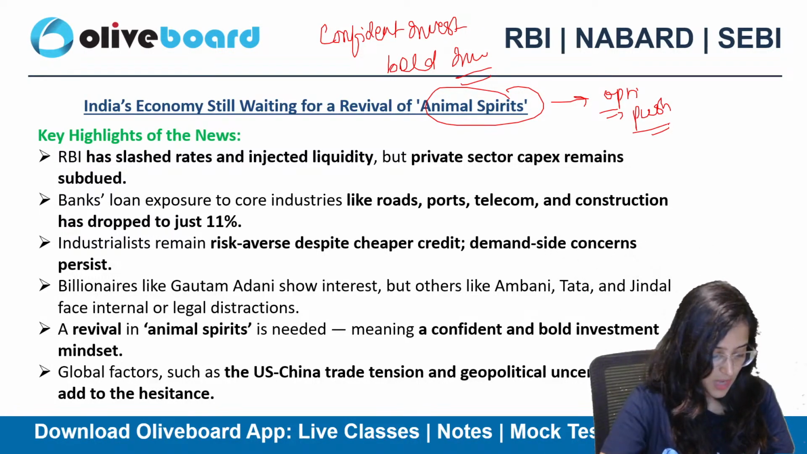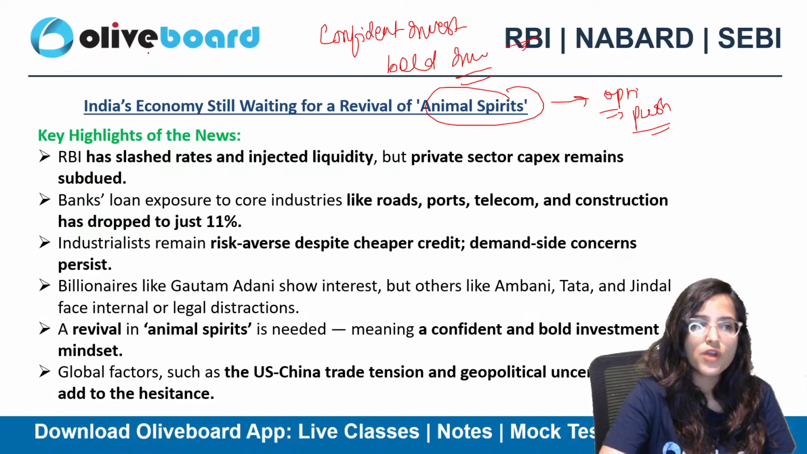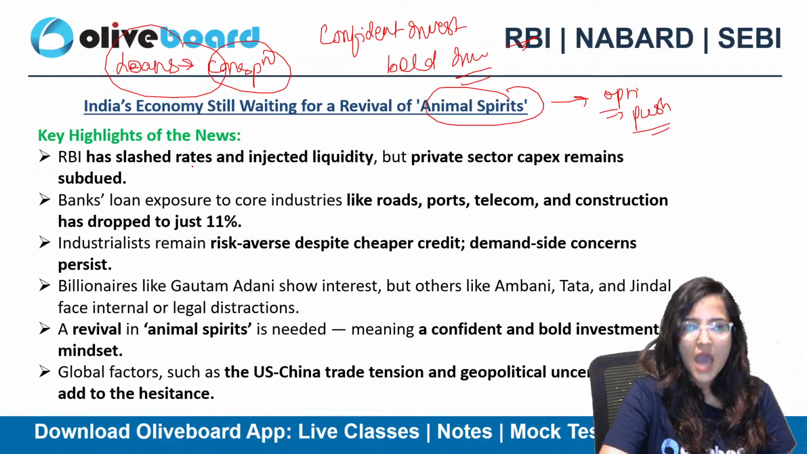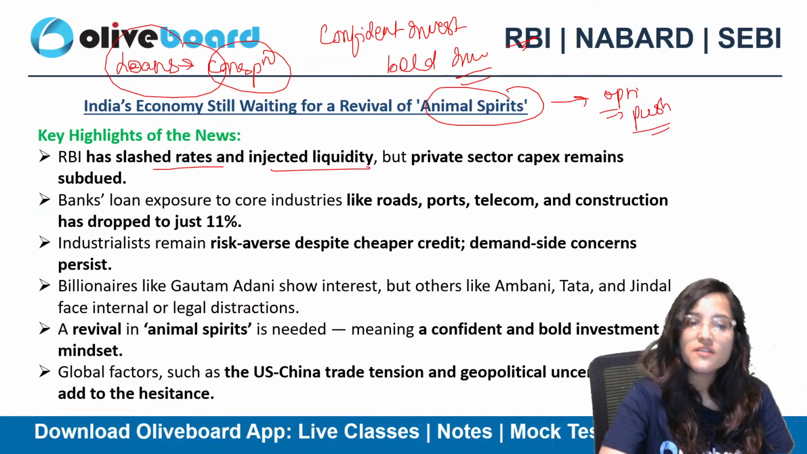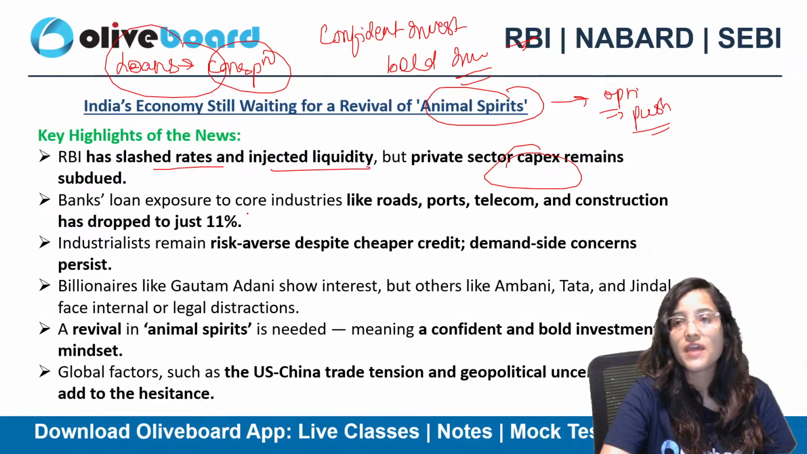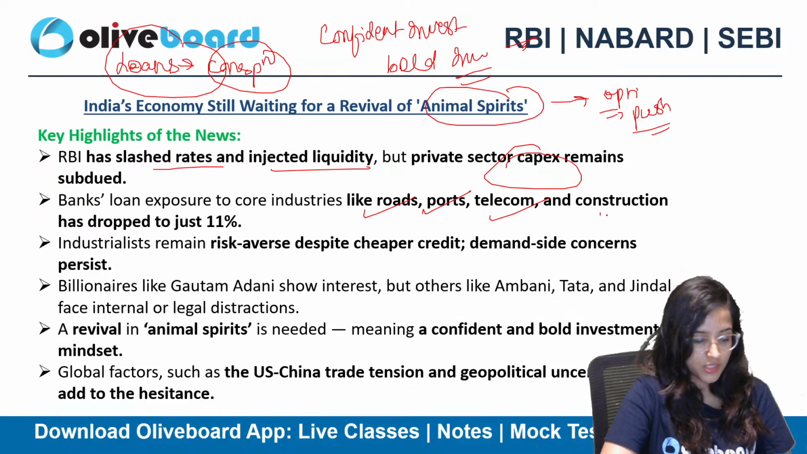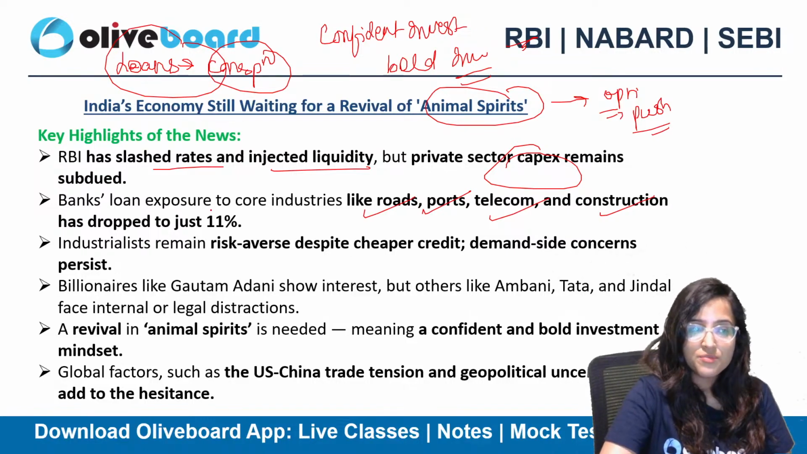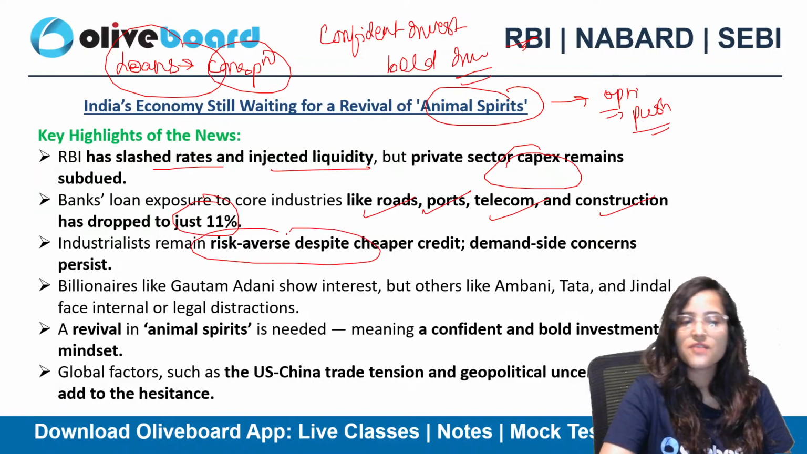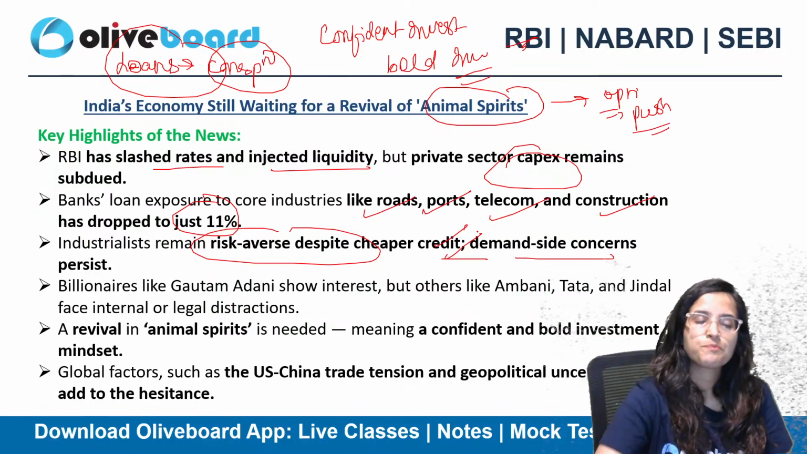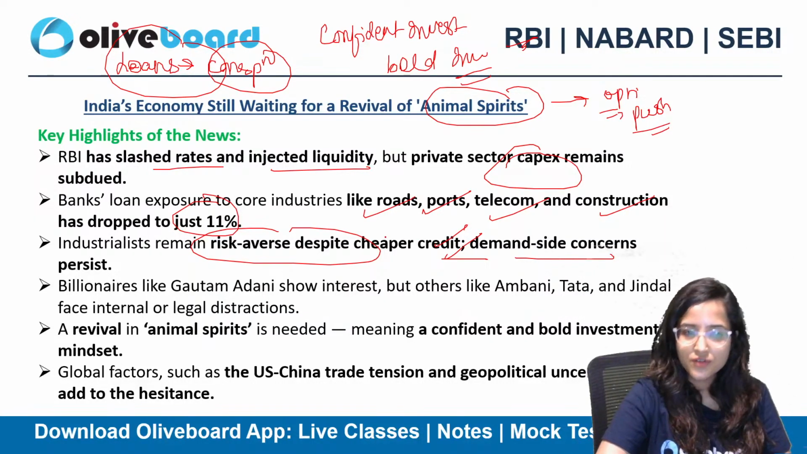Yes, exactly. People are taking loans more for expenditure, or you can say consumption purposes. Loans are mostly taken for consumption purposes usually now. So RBI has slashed rates, injected liquidity, but still private sector capital expenditure is very weak. Banks' loan exposure to core industries like roads, ports, telecom, construction has dropped to just 11%. Industrialists are still risk averse. They're not taking risk despite cheaper credit, despite so much money being provided to them. Still, they are hesitant.